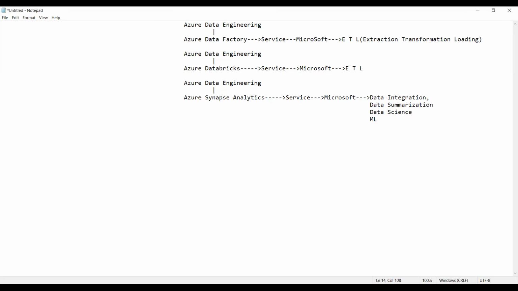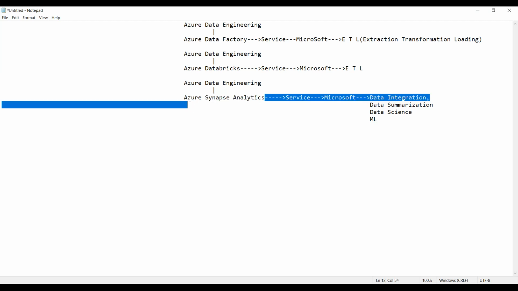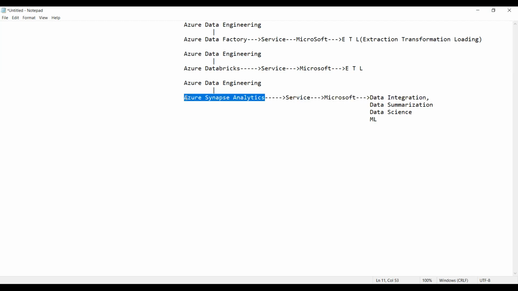All these are the things added here into this Synapse. So we can say the Synapse is, can you see here? The Synapse is nothing but a fully collaborative service, which is Azure Synapse Analytics, whereas it is also called the data warehousing of Azure.